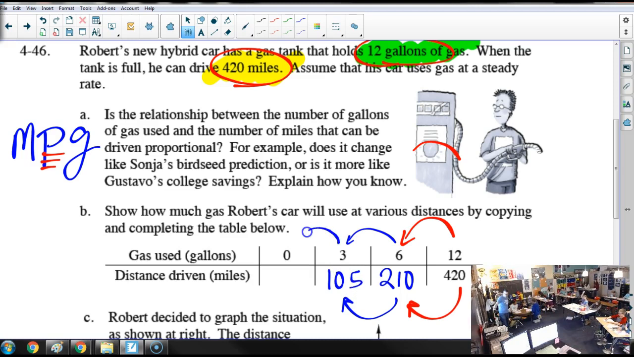Going from 3, ooh, wait. 0. Oh, if I burn 0 gallons of gas, you have no gas. Well, we can't go anywhere, right? Or you didn't go. We did not go anywhere. Or you burned your tank dry. That's not good if you burn your tank dry.